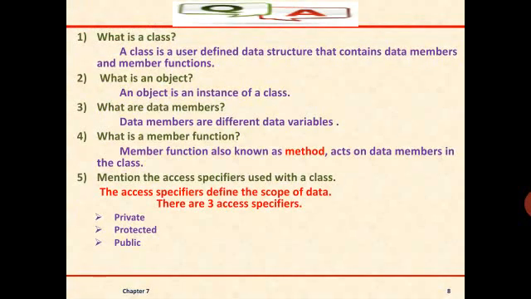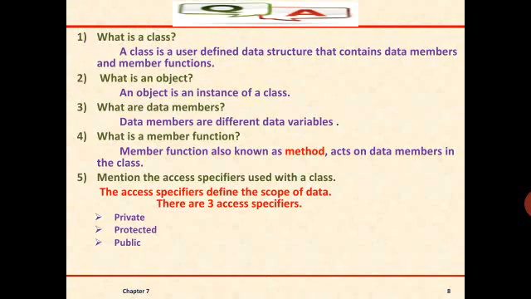Finally, let us recall today's class with a few questions and answers. First question is, what is a class? We can say a class is a user defined structure that contains member data and member functions. Second question is, what is an object? An object is an instance of the class.